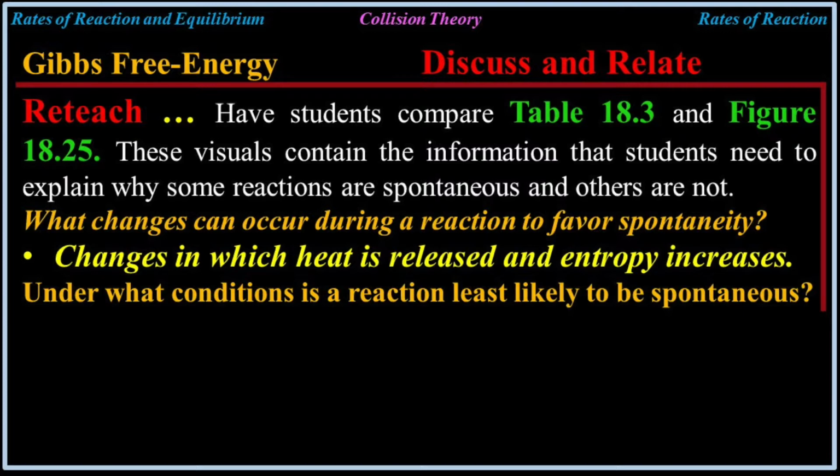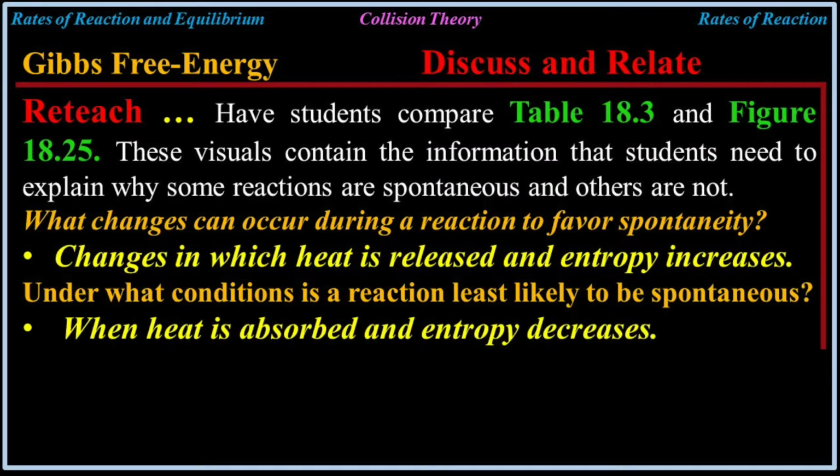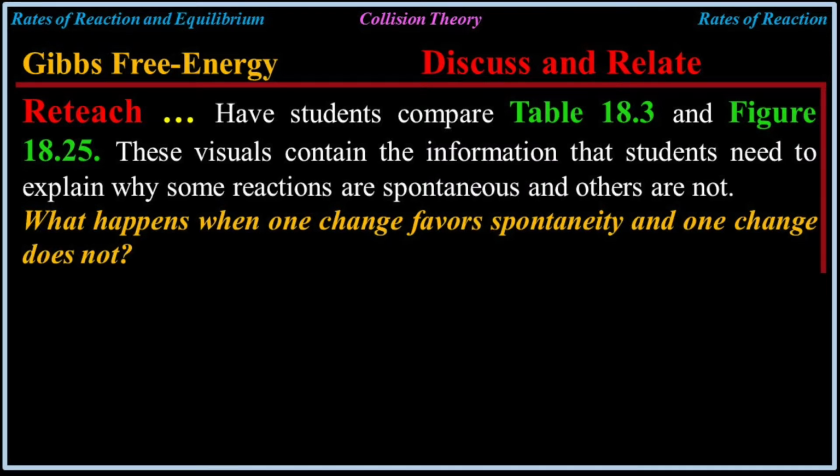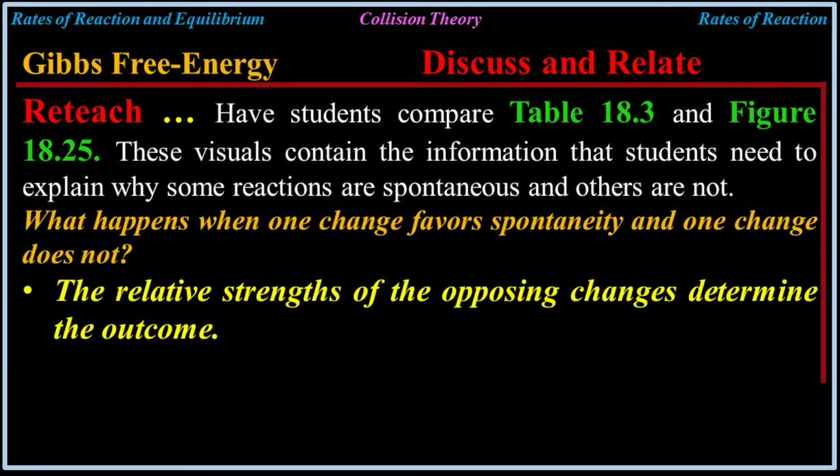Under what conditions is a reaction least likely to be spontaneous? When heat is absorbed and entropy decreases. Not going to happen. What happens when one change favors spontaneity and one change does not? The relative strength of the opposing changes determines the outcome.